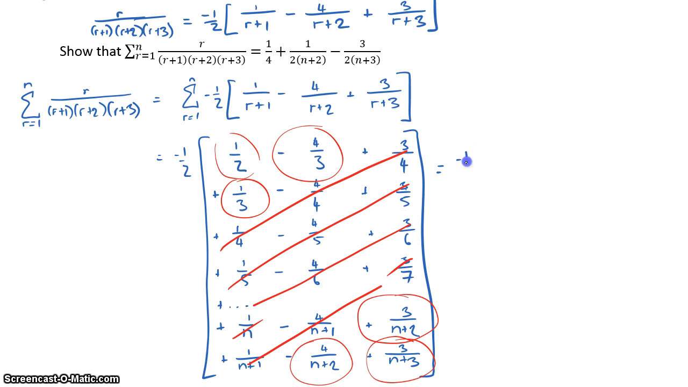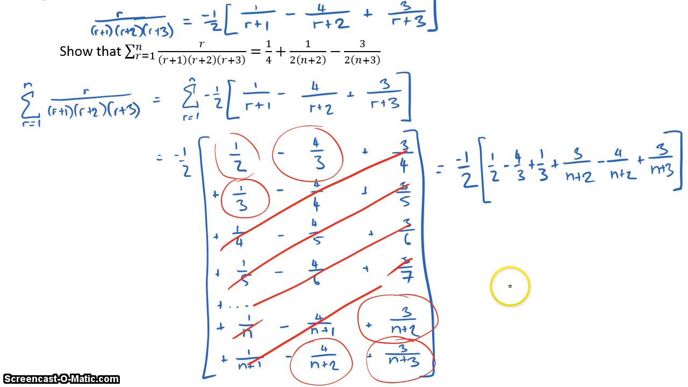The whole thing equals, still with the negative half out the front, and inside the bracket I would have 1/2 minus 4 over 3 plus 1 over 3 plus 3 over n plus 2 minus 4 over n plus 2 plus 3 over n plus 3. And we're not finished yet because that clearly isn't the form that we want, although it's getting very, very close, which is nice. So what is this equal to?